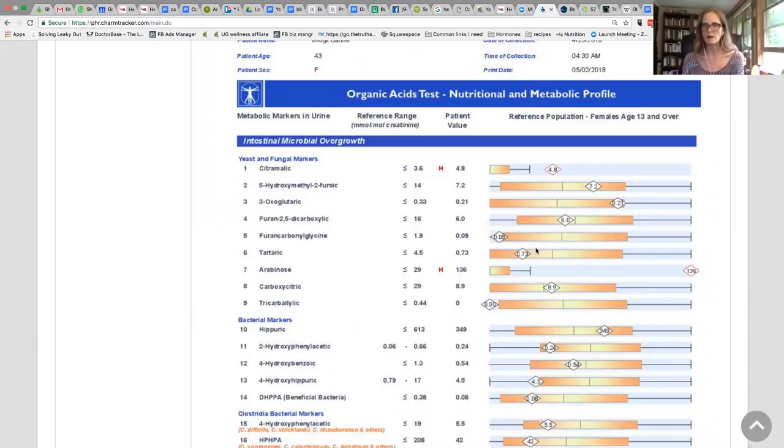But as you'll see with the next one, number 7, arabinose, that's high, like off the charts high. You see the range goes up to 29, and Bridgit's at 136. That one's for candida, so that's a pretty opportunistic, unfriendly yeast. Sometimes we'll try to crowd that out with more beneficial yeasts like Saccharomyces. So I wouldn't necessarily recommend stopping supplementation with Saccharomyces until the candida marker's more under control, because that one looks... Oh, interesting.